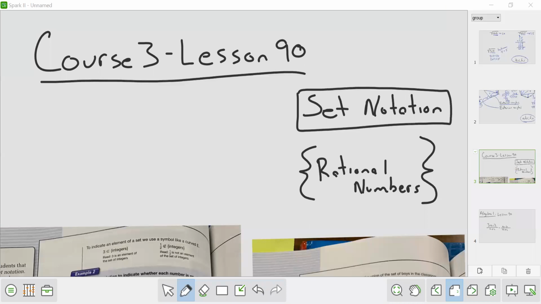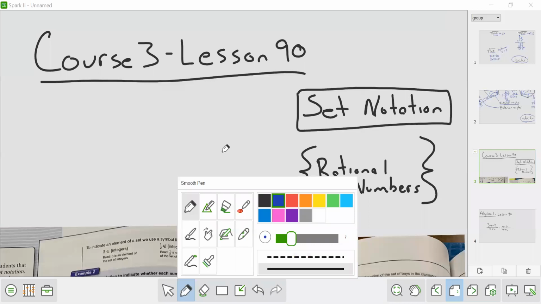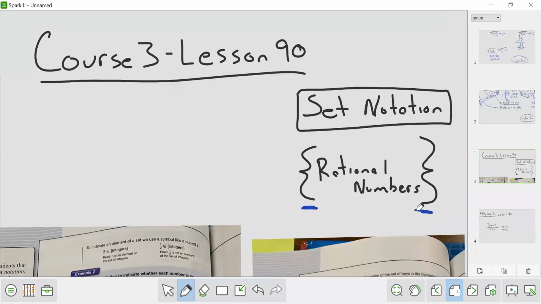All right, let's get started. So we're going to be talking about set notation. It's kind of like learning a different language. There's certain symbols that you have to understand what they mean. And I made copies of the book here. If you look at these little symbols right here, we call those braces. And that's what you surround the set that you're talking about.